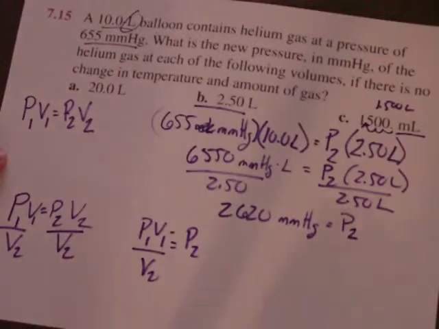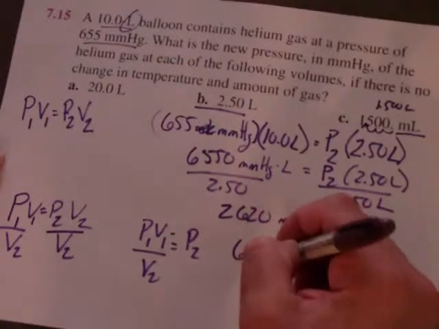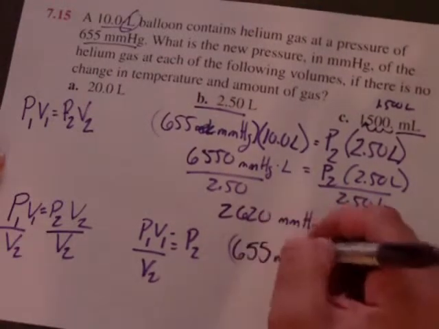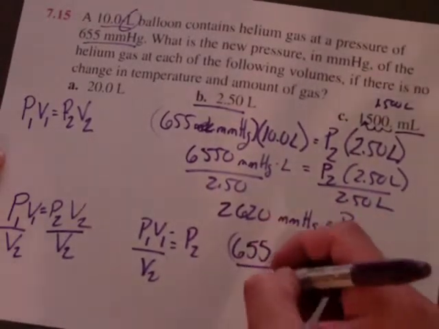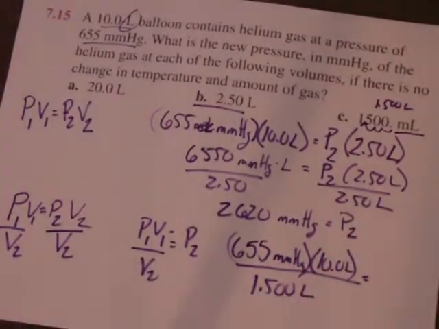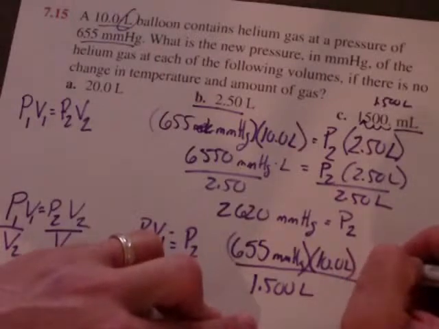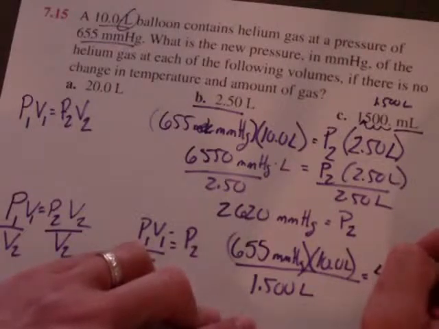Now we can just put in our numbers. We still have the same initial conditions of 655 millimeters of mercury and 10.0 liters. And now our new volume, V2, is 1.500 liters. So we'll solve this out. 655 times 10 divided by 1.5 is equal to 4,367 millimeters of mercury.